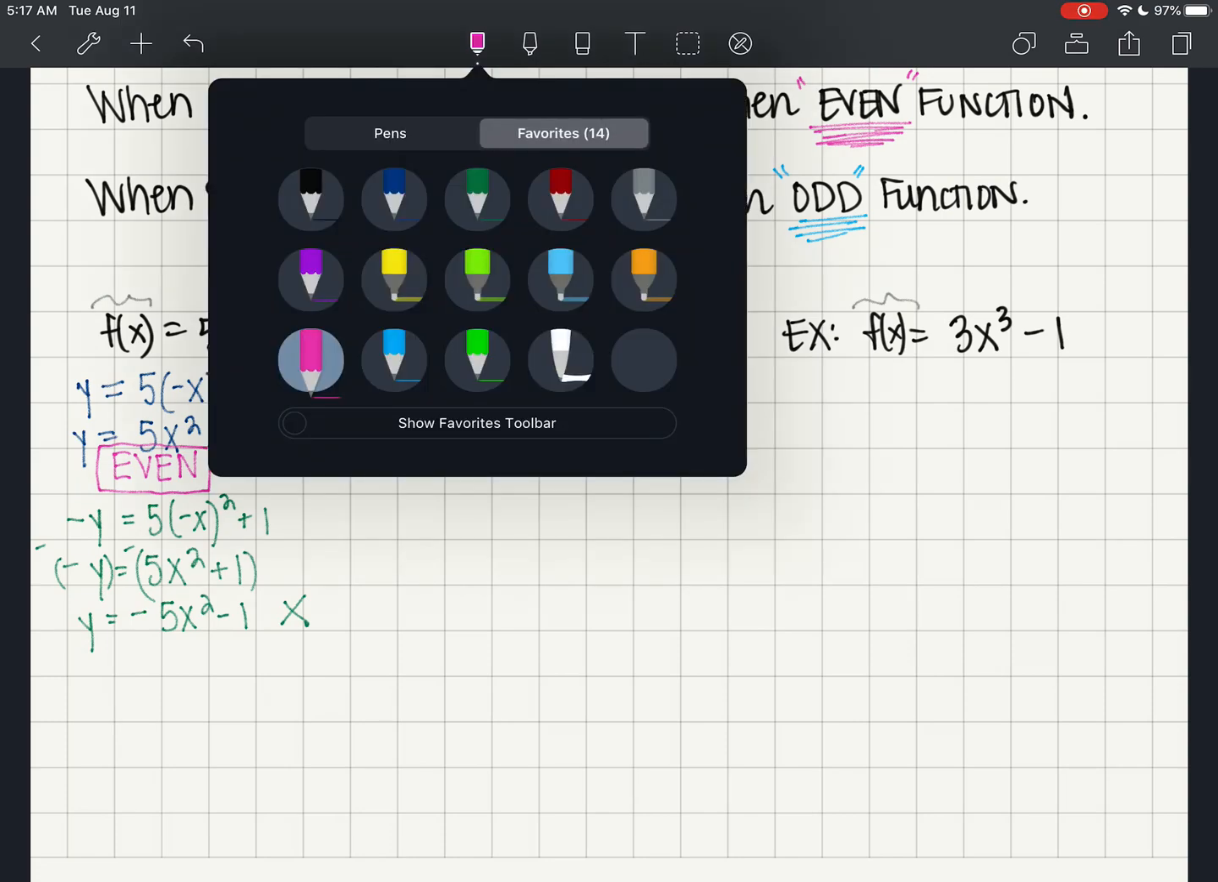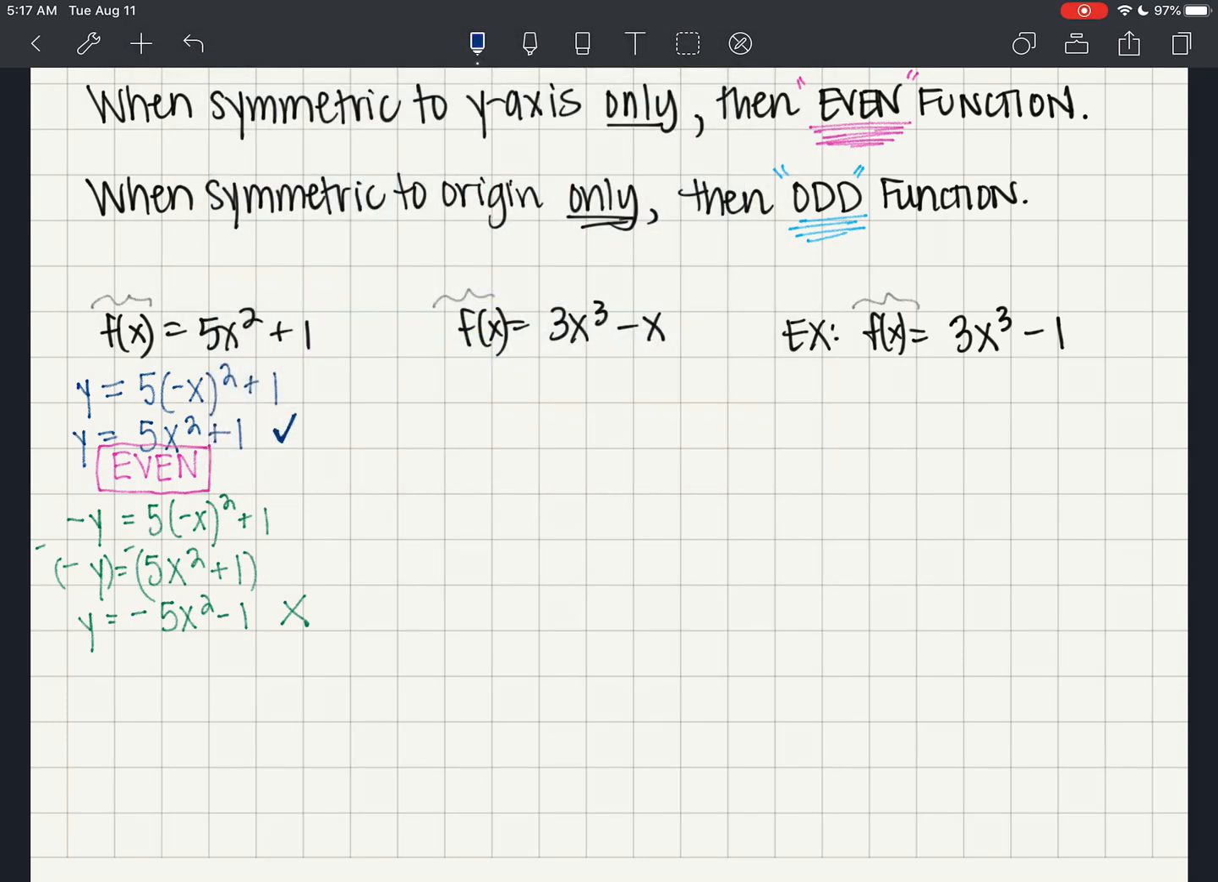Okay, let's try the next one. Y-axis symmetry, y stays the same. We're going to replace x with a negative and see what we get. Y equals, negative times itself 3 times is a negative. Negative times a negative is a positive. This is not the same as the original. It's the exact opposite. So this would be a no.